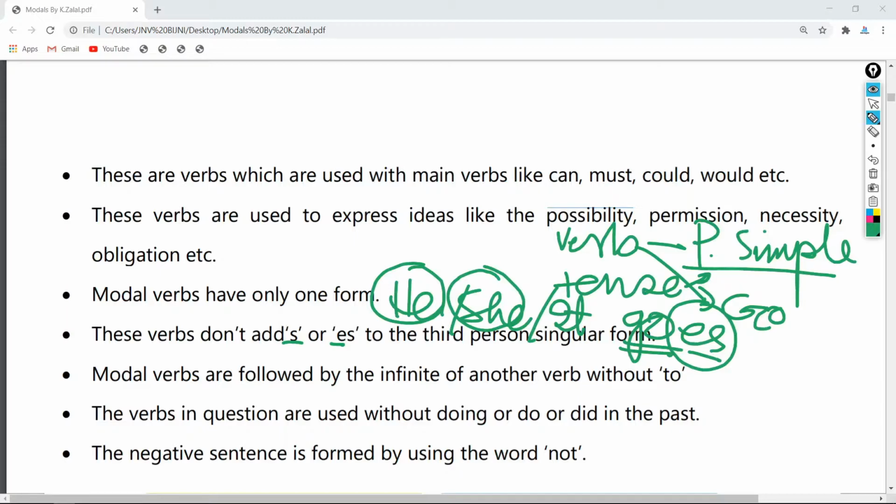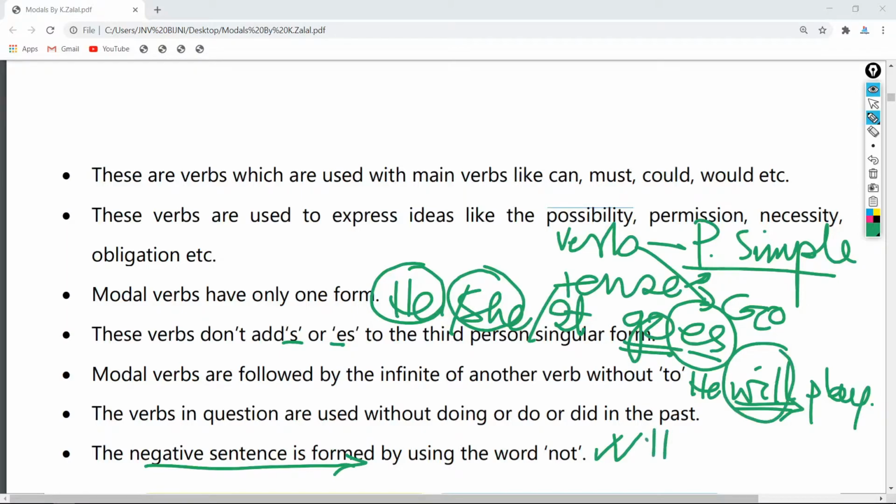The verbs in questions are used without do, does, or did in the past form. That means modals do not have all three forms, like present, past and past participle. So these are helping verbs. Therefore, the negative sentence is formed by using not. Suppose, he will play. This is the assertive or declarative sentence. Now you want to make it negative. In order to make it negative, what is needed? Simply, after the modal, you just use not. He will not play. Now it is a negative form.